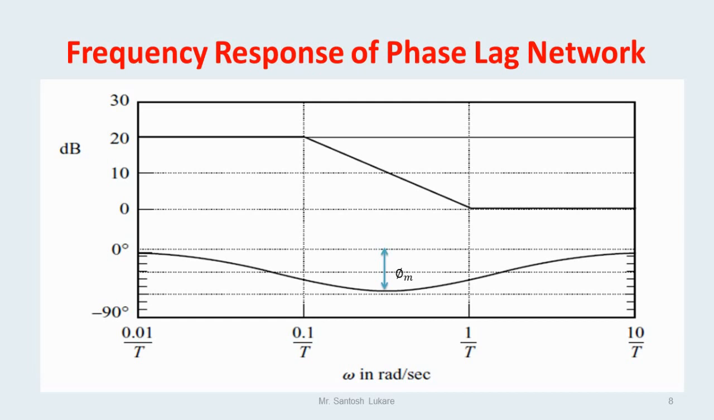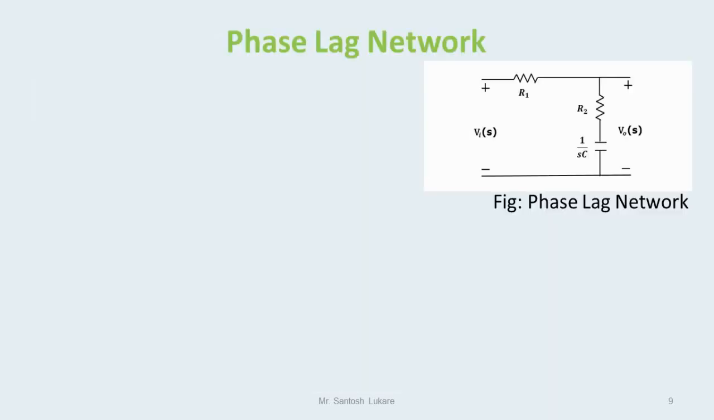So here we can say this is about the frequency response of the phase lag network, and as this phase lag network is a low pass filter, it is more susceptible to low frequency noise. Now let us derive the transfer function of the typical electrical phase lag network.